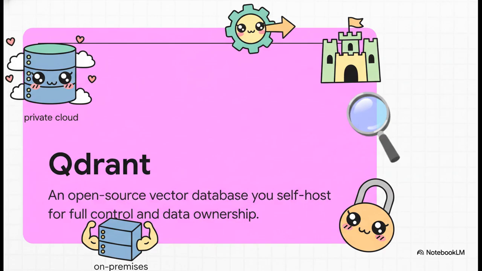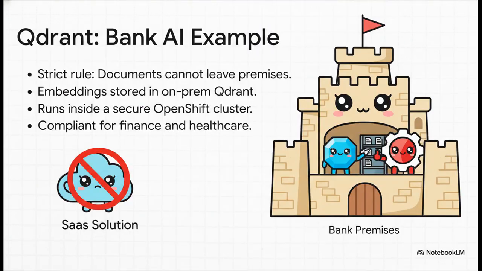Okay, now let's flip the coin and talk about Qdrant. Qdrant is the polar opposite in many ways. It's open source, and it's designed from the ground up to be self-hosted. That means you are responsible for deploying it, for managing it, for scaling it on your own infrastructure, whether that's your own servers in a data center or on a platform like OpenShift. The payoff for all that work? Complete, total ownership.